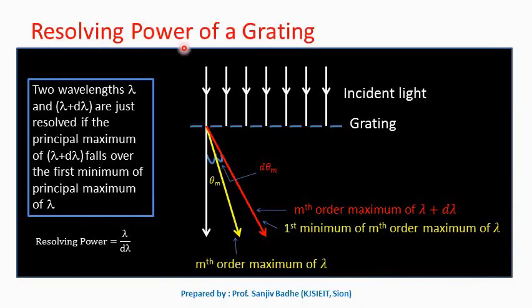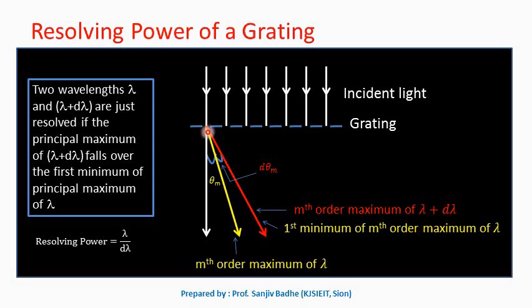In order to get the resolving power of a grating in terms of number of lines on the grating, let us make white light incident on the grating. Zeroth order maximum will be obtained in the same direction. Let us consider two wavelengths, lambda 1 equal to lambda and lambda 2 equal to lambda plus d lambda.